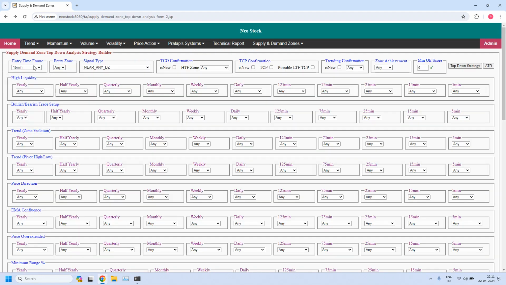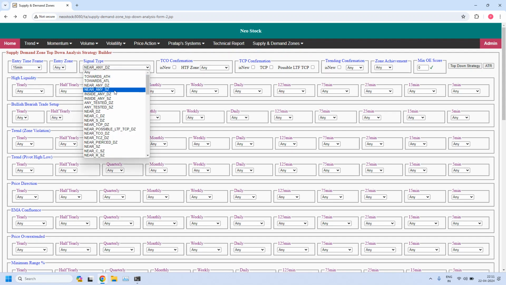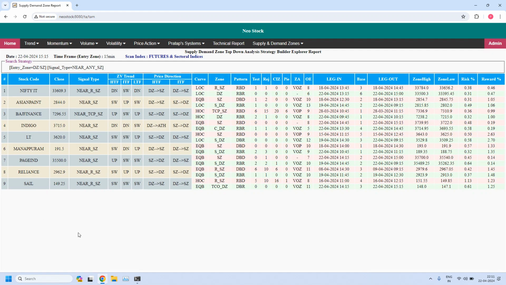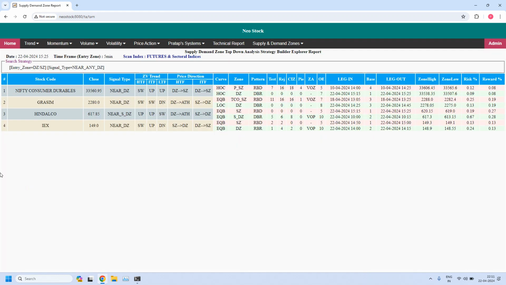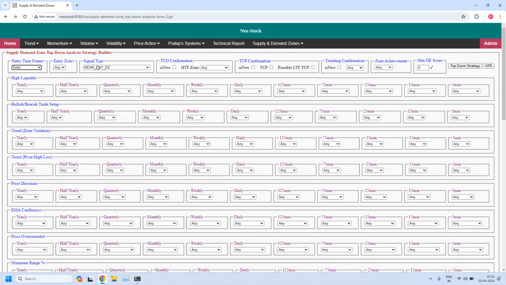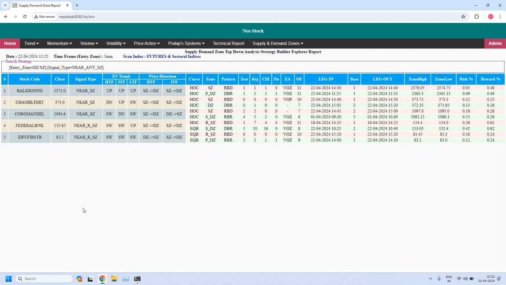Going back. For 15 minutes time frame, let us find the stocks near 15 minutes supply zone. So these 9 stocks are filtered which are near to the 15 minute supply zone. Going back, changing the time frame to 5 minutes, let us find the stocks near 5 minutes demand zone. These 4 stocks are filtered. Let me go back. For 5 minutes time frame, let us find the stocks near 5 minutes supply zone. These 5 stocks are filtered. So this is about stocks near demand and supply zones for all the time frames.